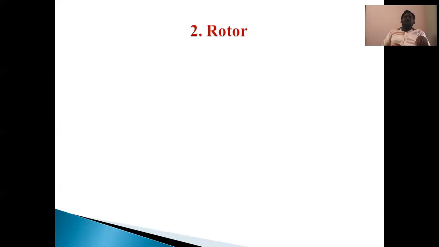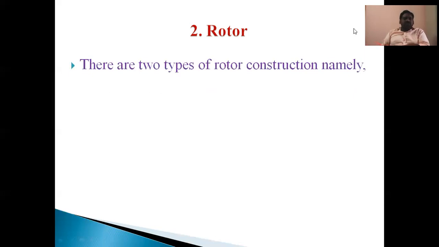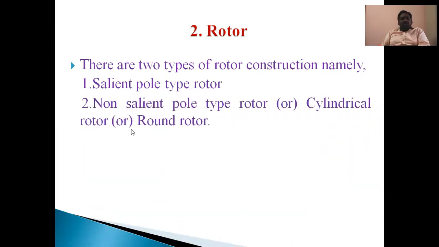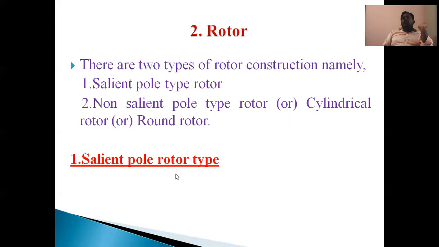In the three-phase synchronous generator, we use two types of rotors. Depending upon the nature of the poles, the rotors used in synchronous generators are classified into two types. Those are the salient pole type rotor, and the second one is the non-salient pole type rotor. First is the salient pole type rotor.